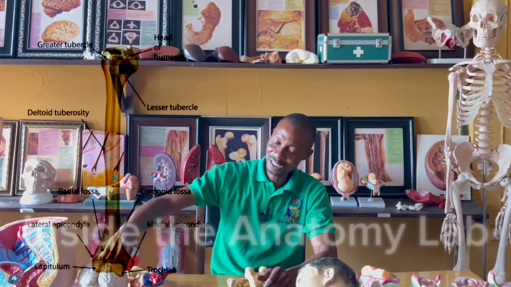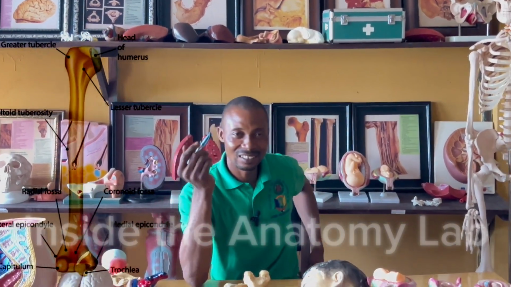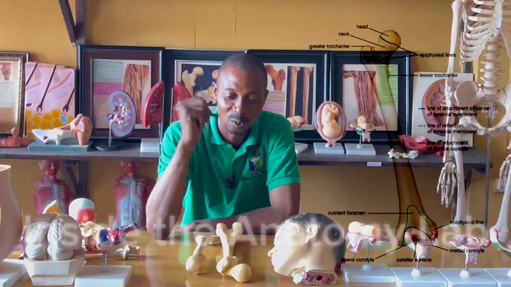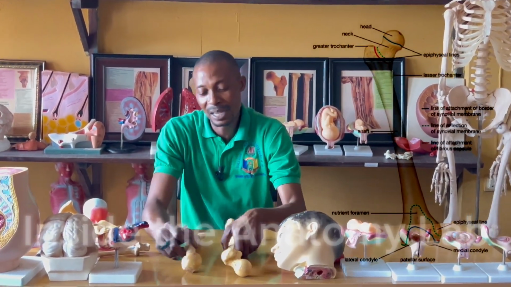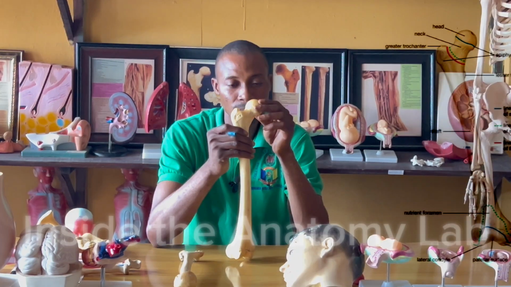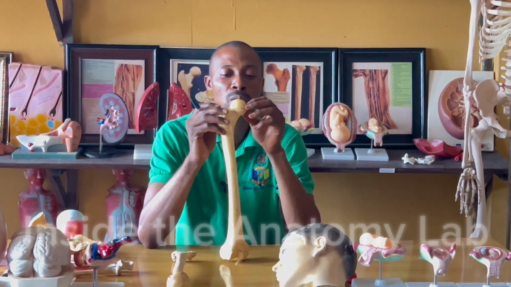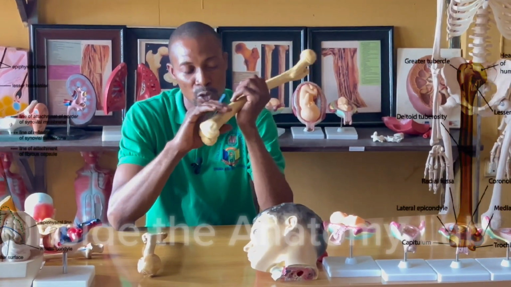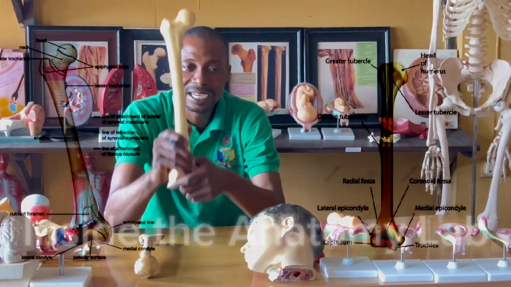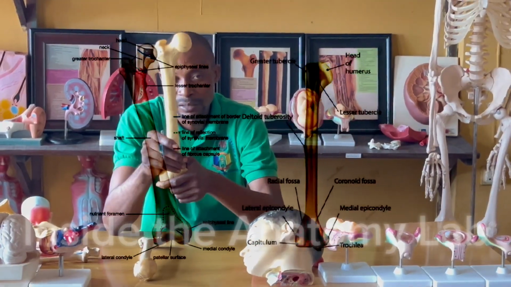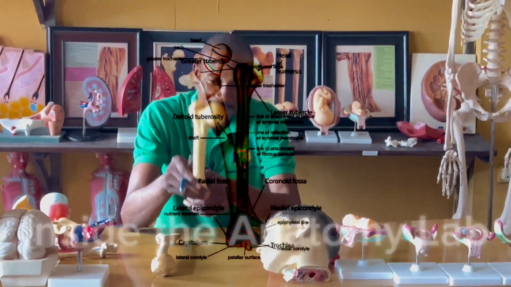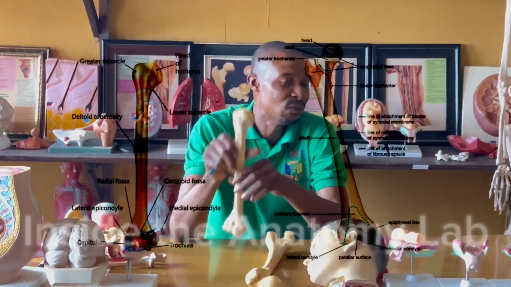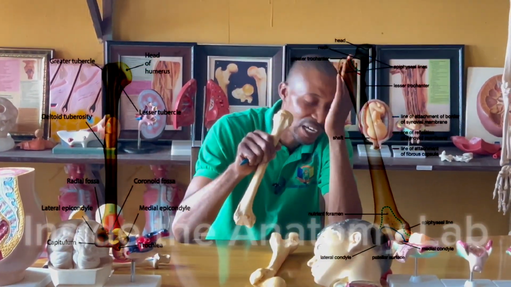Now, the question is this: what are the similarities between the femur and the humerus? Before I proceed, remember that I've told you that all bones in the human body, you must be specific about it. You must be able to identify the right femur from the left femur, and you must be able to identify the left humerus and the right humerus.